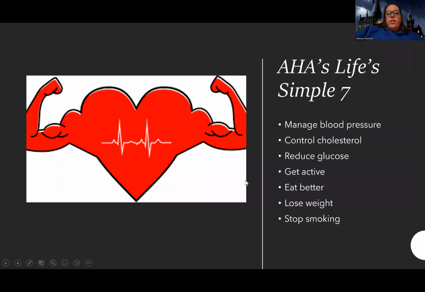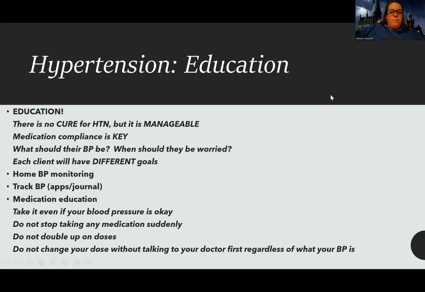All right, so this is the AHA Simple 7 just to keep a generally healthy heart. Beautiful picture, by the way, right? Just makes you want to get out there and learn about cardiac all night long. Manage blood pressure, control cholesterol, manage your glucose, get active, eat better, lose weight, and stop smoking. So if you were trying to go through everything you want to do for all the cardiac disorders we've learned so far, this is it. This is pretty much all we want to do, manage all of these things in order for a better lifestyle.